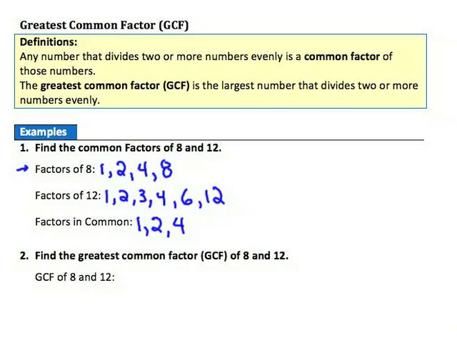Example 2. Find the greatest common factor of 8 and 12. Well, if we take a look up at example 1, here are our common factors, 1, 2, and 4. From that list of common factors, our greatest common factor is 4. So all we're looking for when we're finding the greatest common factor is the largest factor that both of these numbers have in common.